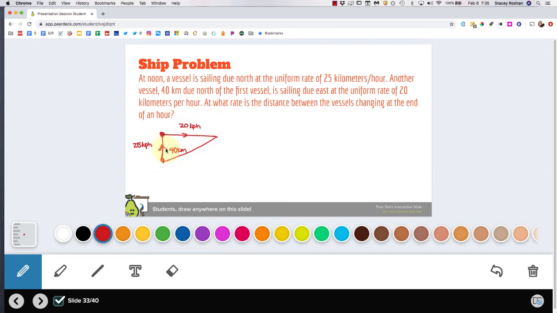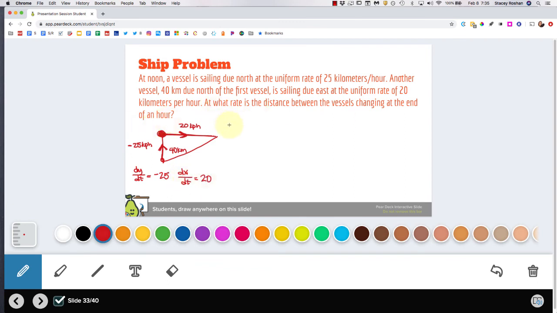This ship is going closer, right? This is our point. So this one's going closer. So our dy/dt is going to be negative because it's getting closer. The number's getting smaller. But this one, our dx/dt, it's getting further. So that's going to be positive. And then it says at the end of an hour.